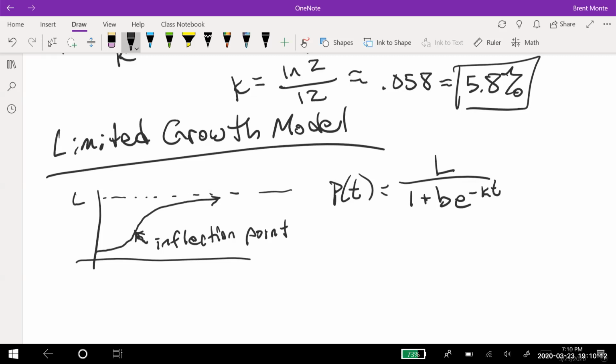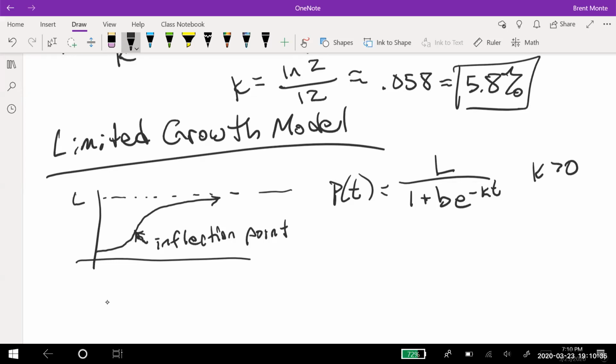That's the general formula. Now, the 1 doesn't always have to be a 1. They do say K has to be greater than 0 because you're not going backwards. We're not shrinking. If K is a negative number, you're not having growth. The growth's not going to go up. It's going to go down. So K has to be a positive value for this to work.